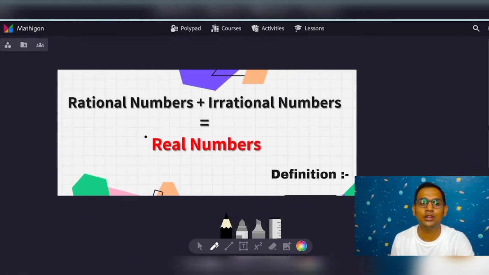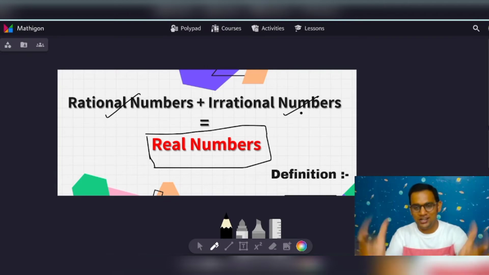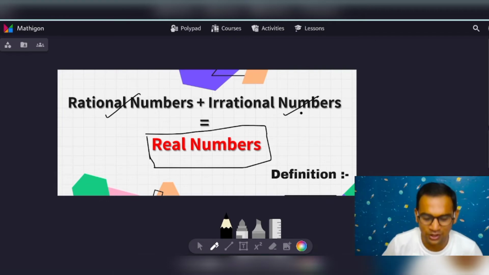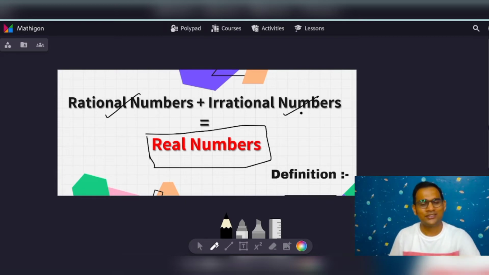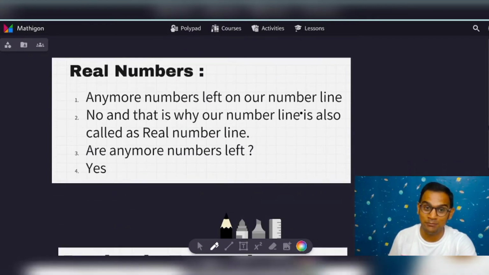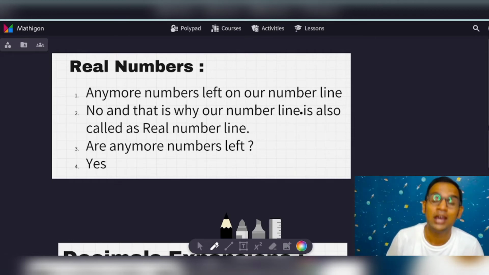Now, coming to the definition of real numbers. When rational numbers and irrational numbers are brought together, we get a set of numbers which are called real numbers. They are called real numbers because after these numbers, there are no possible numbers which can be expressed on the number line. So what does that mean? Is there any more number left on our number line? Absolutely not. And that is why our number line is also called the real number line.